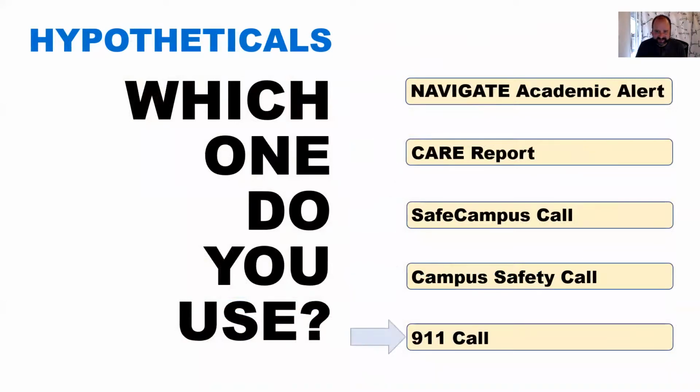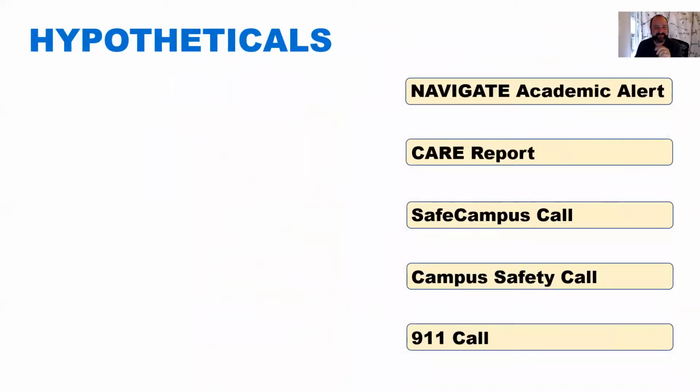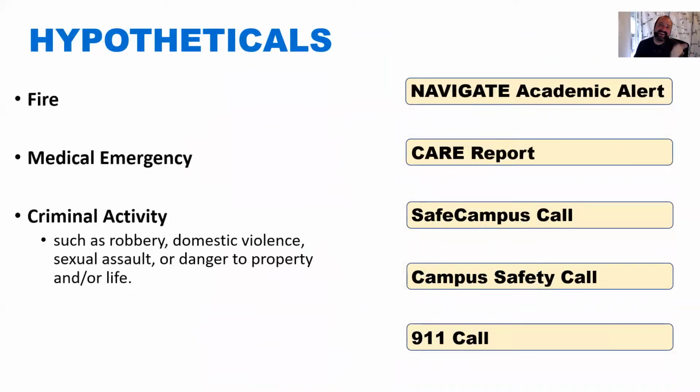911 is probably the easiest, right? So let's get 911 out of the way, right? If your student is on fire, if there's a medical emergency or a criminal activity is ongoing, like a robbery or domestic violence, sexual assault, dangerous situations, please call 911. Do not issue an academic alert. 911 for any kind of pressing fire, medical emergency, or criminal activity.